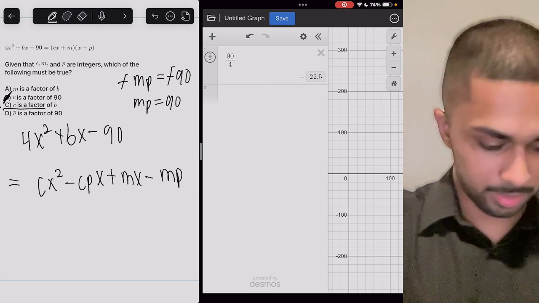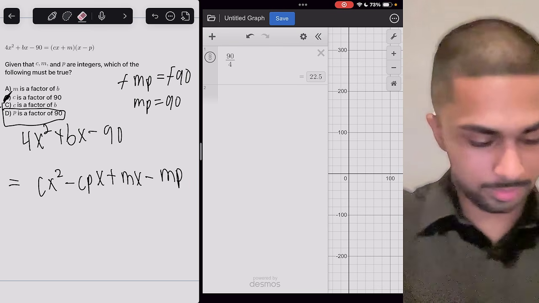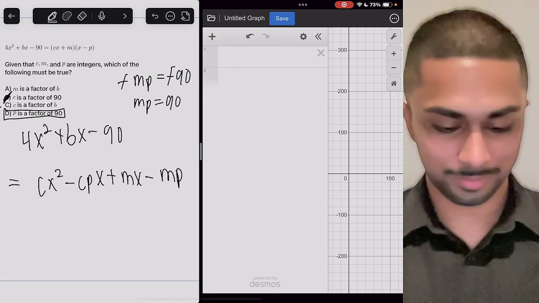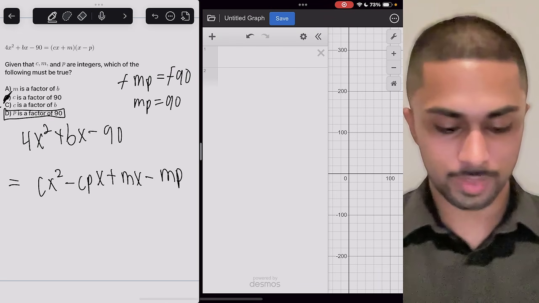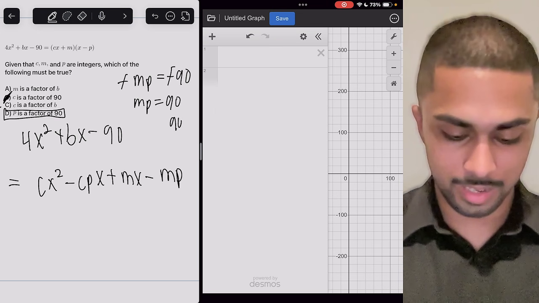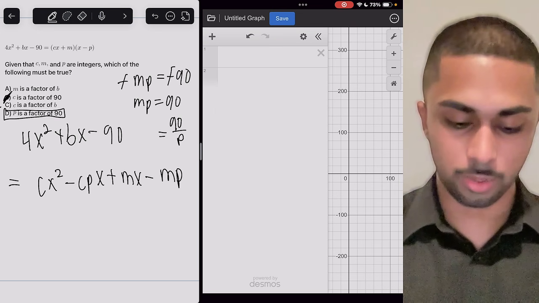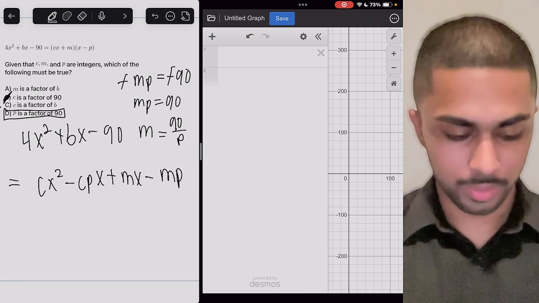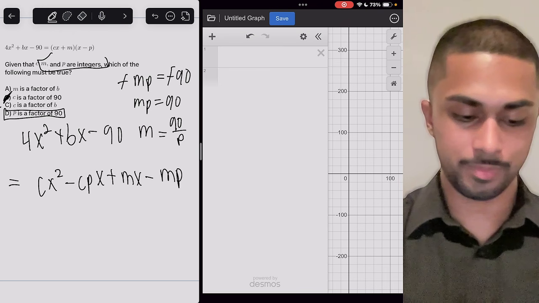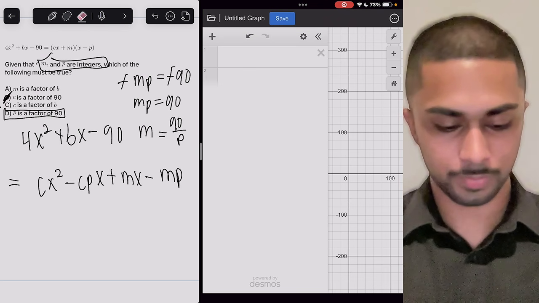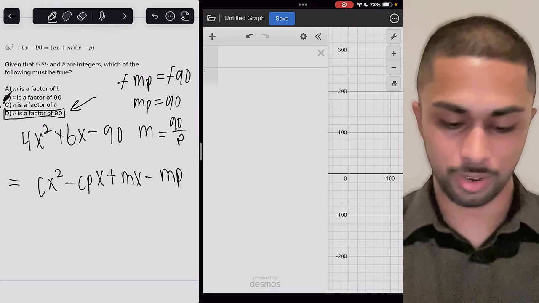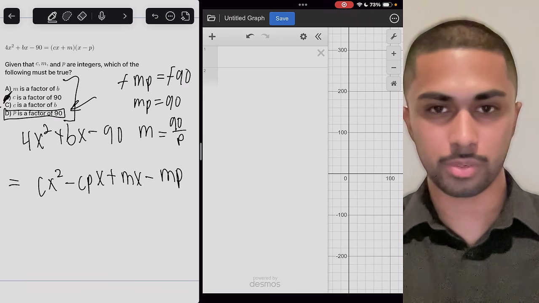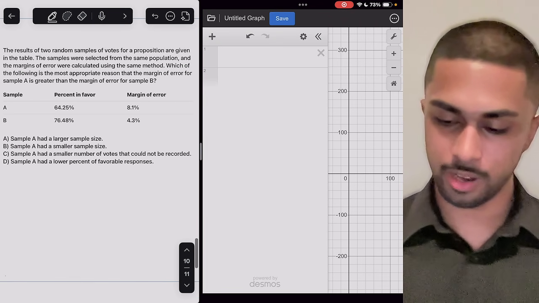Oh, let me write that a little better. There we go. MP is equal to 90 because 90 divided by P is equal to an integer. It's equal to a whole number. M, because it says M is an integer, meaning that P is a factor of 90. Basically, if you don't have evidence for your answer, it's wrong. Last question, you ready?